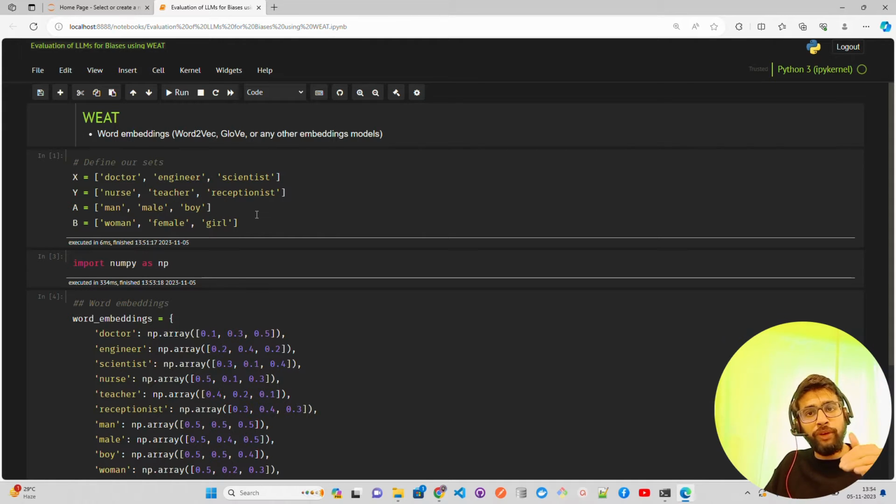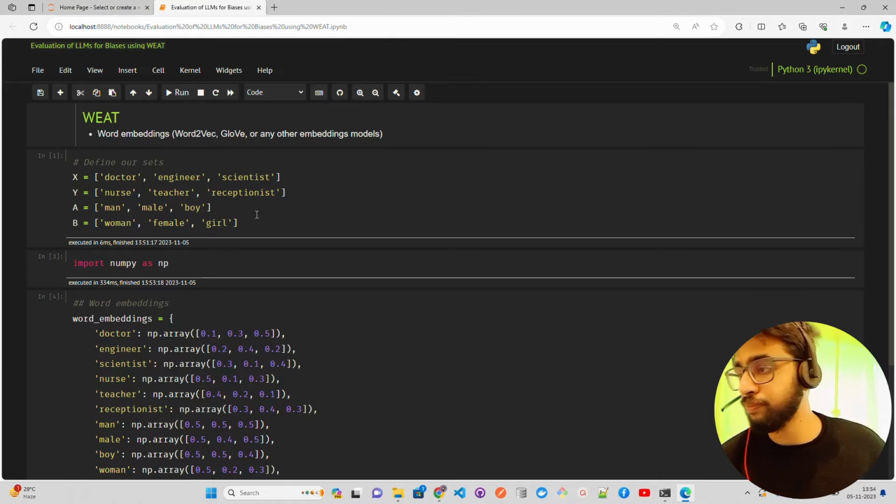A positive WEAT score indicates that on average, words in set A are more strongly associated with words in X than words in B. It means there is a bias towards it. A negative score indicates a stronger association between B and Y. So if it's more positive or more negative, it means it's biased towards this set of professions. Now let's understand how we're going to do that.